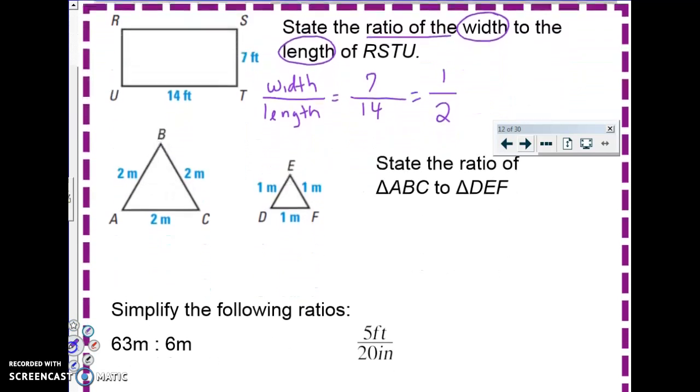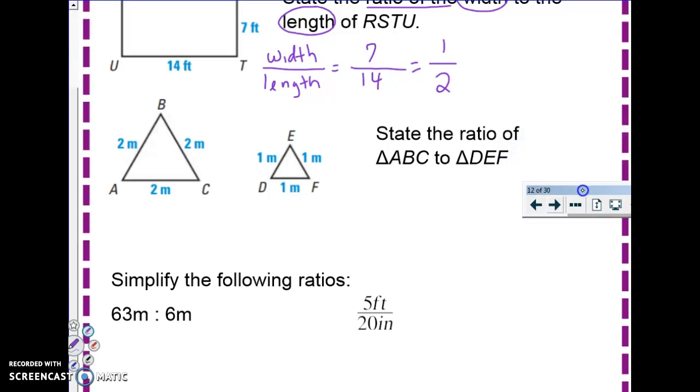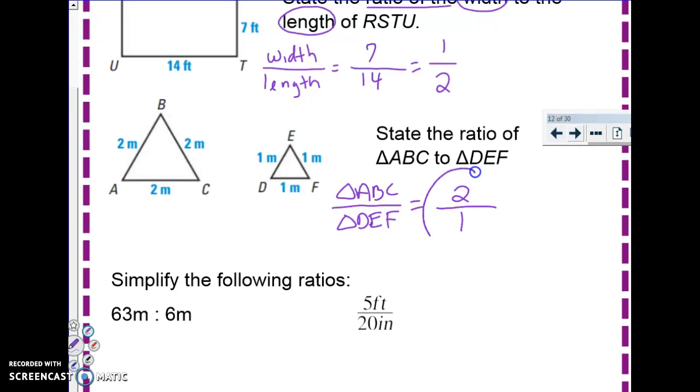Another common example might be that you are dealing with two similar figures and you want to state the ratio between them. So again, triangle ABC is going to be on top because that's stated first, and triangle DEF will be on the bottom. The side length of ABC is 2 for that equilateral triangle, while the side length of the other one is 1. So I'm done there. The ratio is 2 to 1.